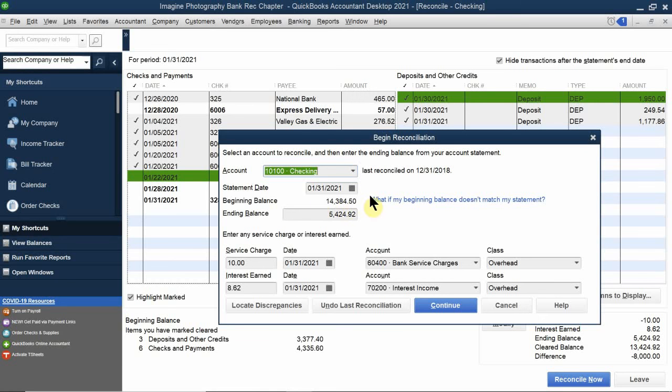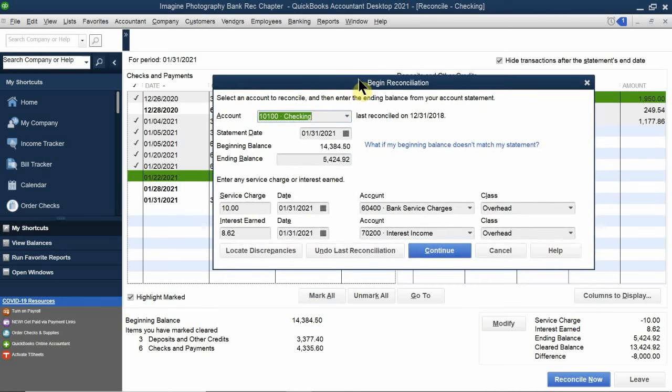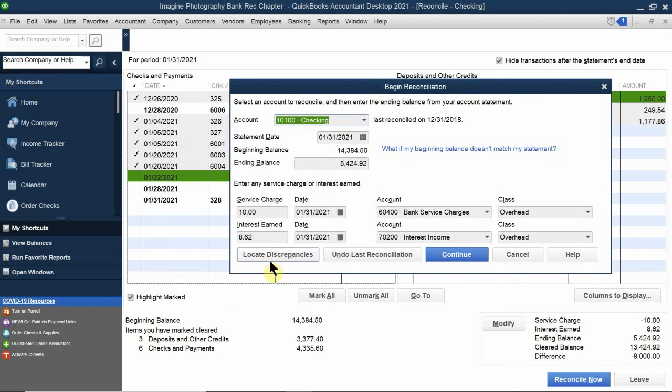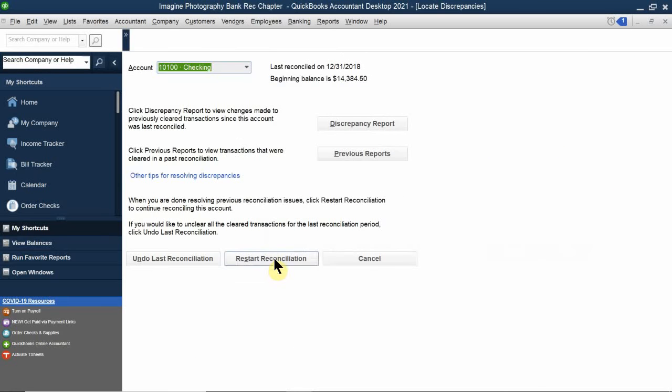If this was different, you need to run what's called a reconciliation or locate discrepancy reports. Now, how do I do that? Well, if you go down below here, you have locate discrepancies. When you get to here, you have two options that you can run. You can either run the locate discrepancy report, or you could do the previous report for your bank reconciliation to figure out why you have this outstanding information.